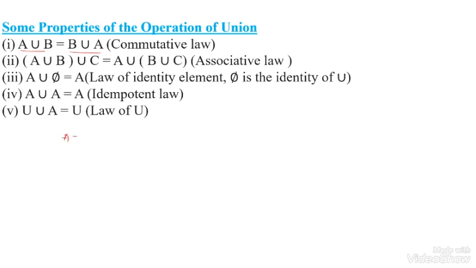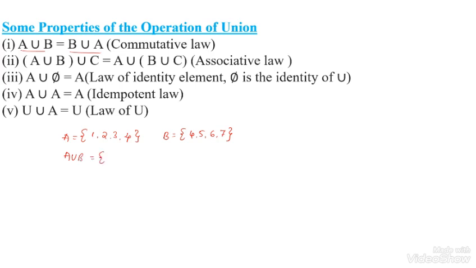Now, just I will take one example. The set A containing the elements 1, 2, 3, 4, and the set B containing the elements 4, 5, 6, 7. Okay. Now, A union B is.